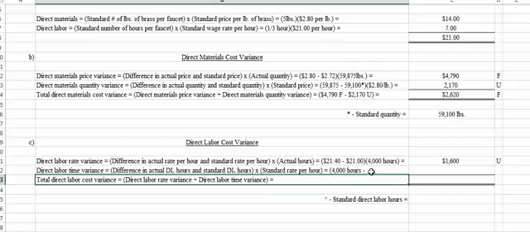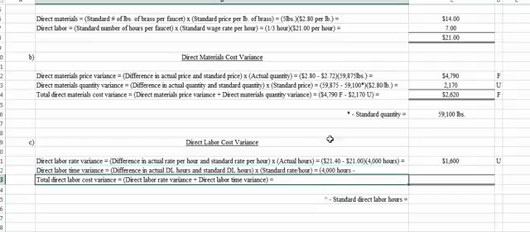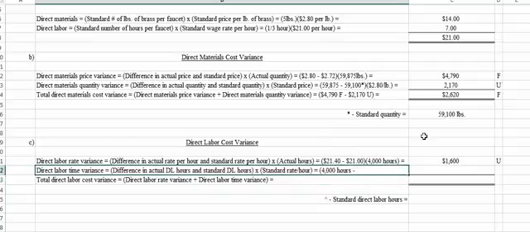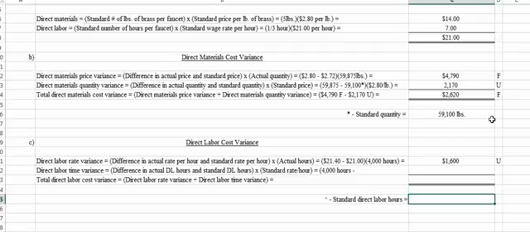Alright, and then for per hour here, standard rate, I'm just going to put it like that. Gives myself a little more room. Okay, so 4,000 is the actual hours. The standard direct labor hours, and let's see how we're going to figure that out. It's 1/3 of an hour per faucet.